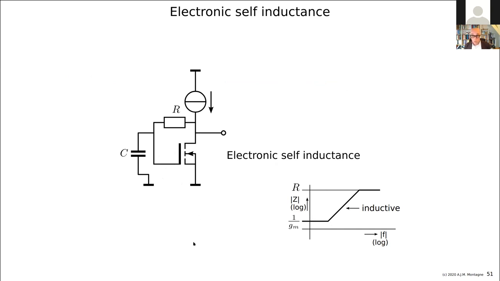And of course, it's also feedback, because I have the output voltage here, and I feed it back to the input and have a low-pass filter. So both the keywords, negative feedback and electronic self-inductance, would apply to such a network.